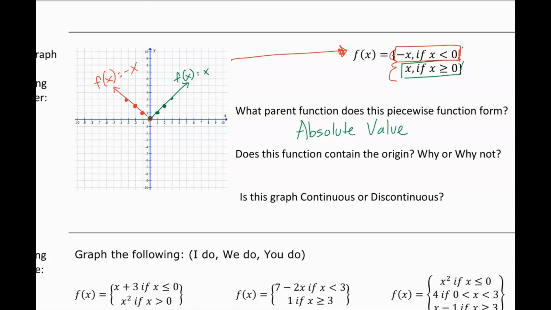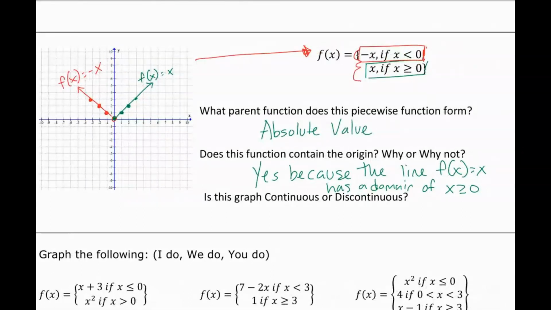I think it does because the second line is closed up. Exactly. Yes, exactly. The second line includes the origin because it's for all x values greater than or equal to 0. Yes, because it's a closed dot. Very good. What did I write? Yes, because the line or function f of x equals x has a domain of x is greater than or equal to 0. You can write that in your own words if you want. There's a closed dot, whatever. As long as you understand that, yes, the origin is included here.